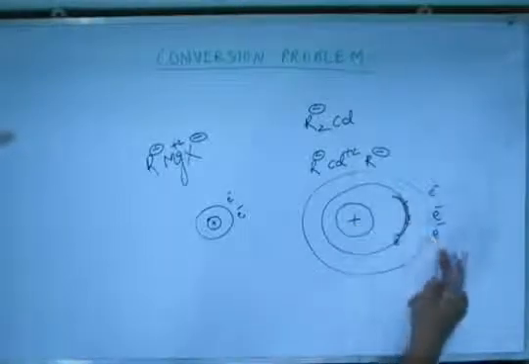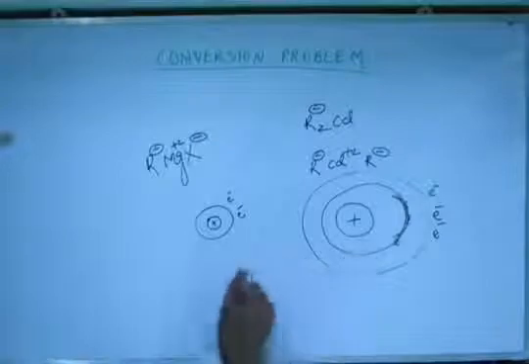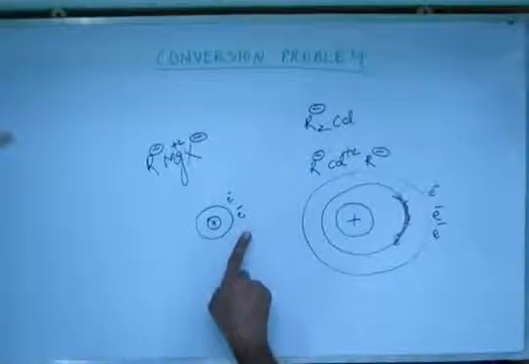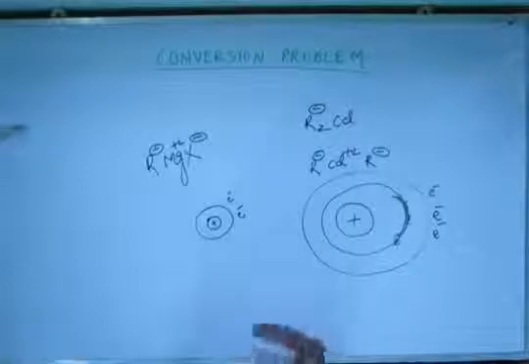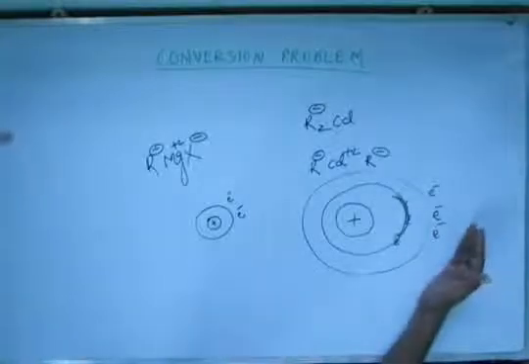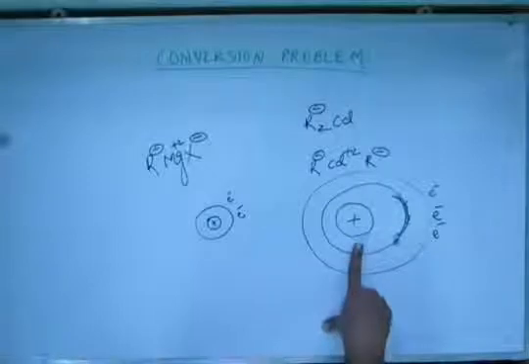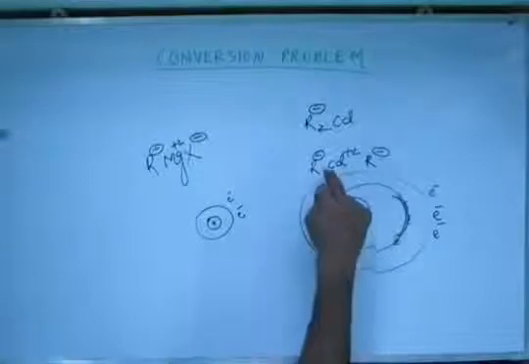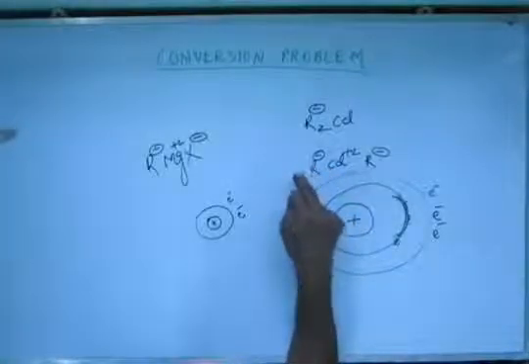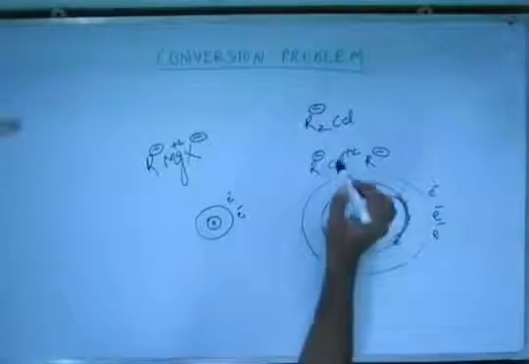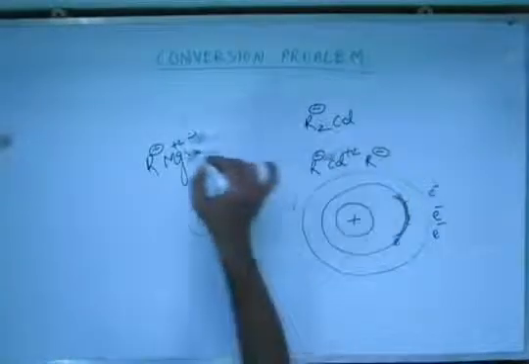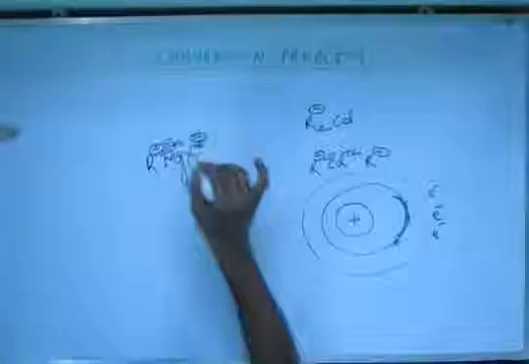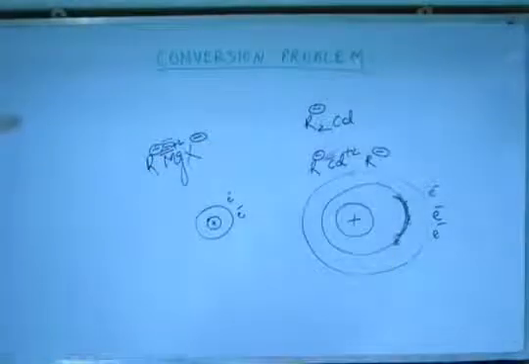So this nucleus will attract the outermost electron more strongly than what this nucleus does. Due to lesser shielding effect of electrons, the outermost electron is not shielded from the nucleus, so they are more attracted to the nucleus. So this cadmium plus 2 ion will attract the negative charge of this R minus much more strongly than what this magnesium ion does. So this R minus in the case of dialkyl cadmium is more tightly held than this R minus in the case of magnesium plus 2 ion.